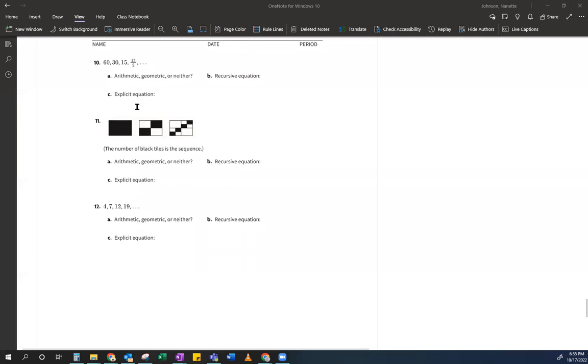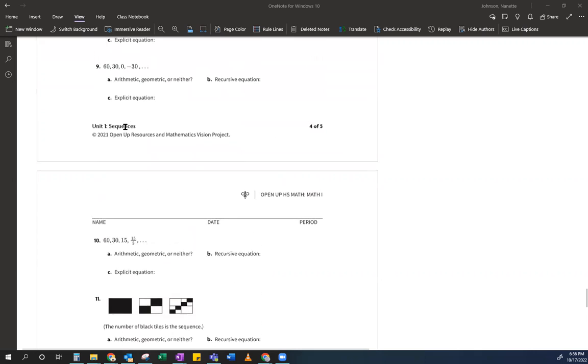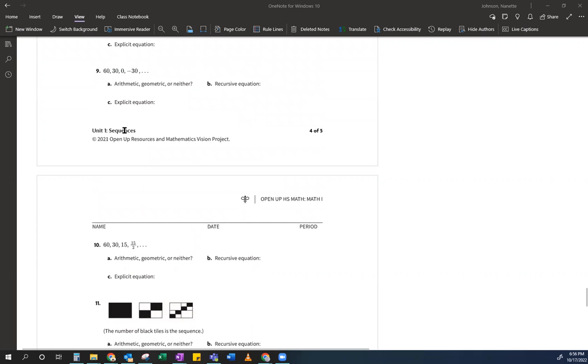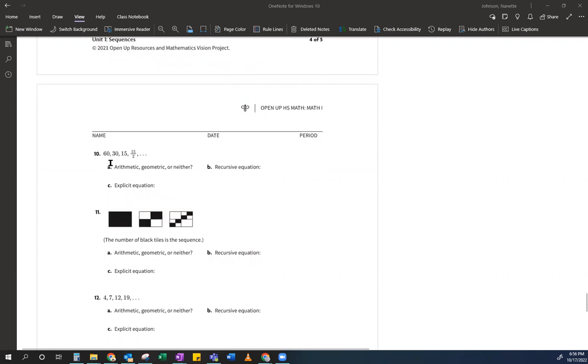Okay, so the very first thing that I'm going to do is look at the numbers for number 10. Sorry, 10, 11, 12. So the very first thing I'm going to do is look at these numbers, and I notice that it's minus 30, then minus 15. So it's not arithmetic, because it went minus 30 and then minus 15. And in order for it to be arithmetic, it has to be subtracted by the same number.